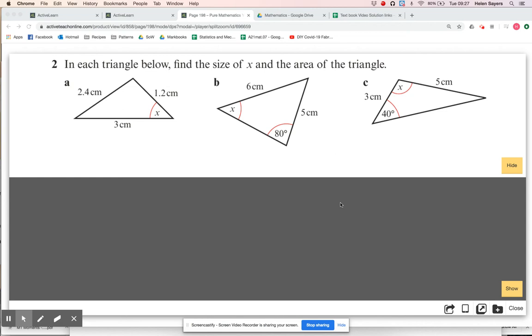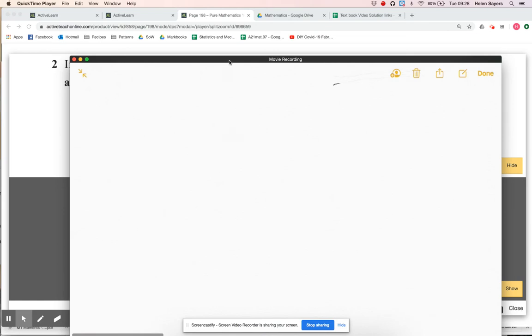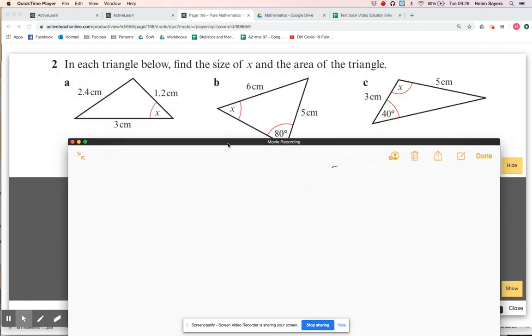Looking at mixed exercise 9 from the first year core textbook, and we're on question 2. So we're looking at trigonometry. And we've got 3 triangles and we need to find a missing angle and the area of each one.